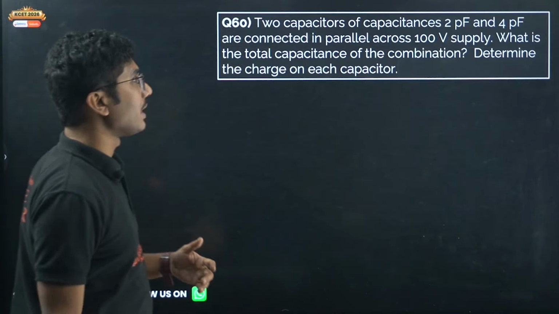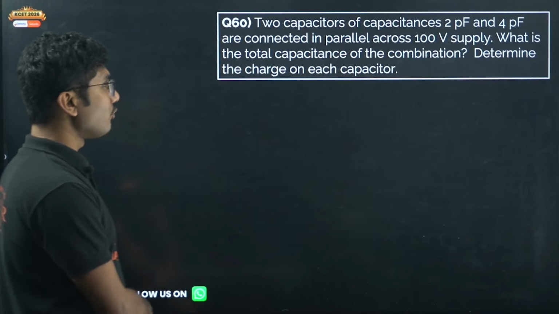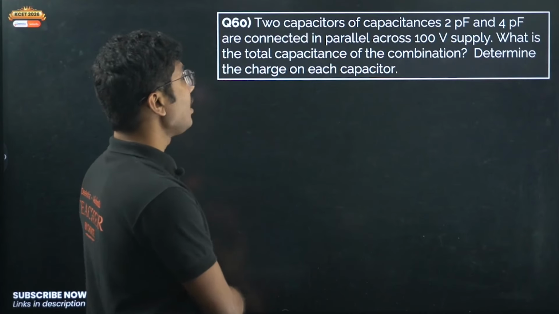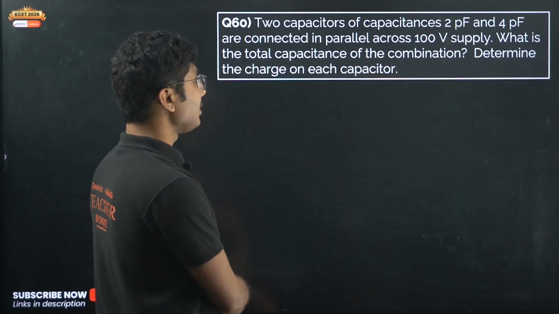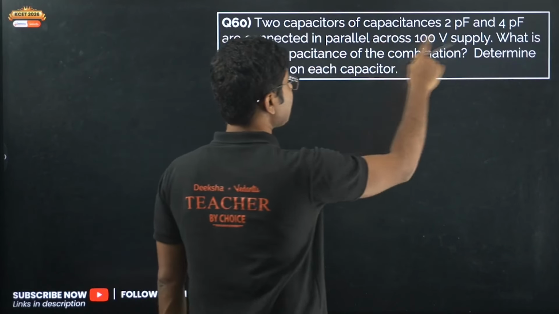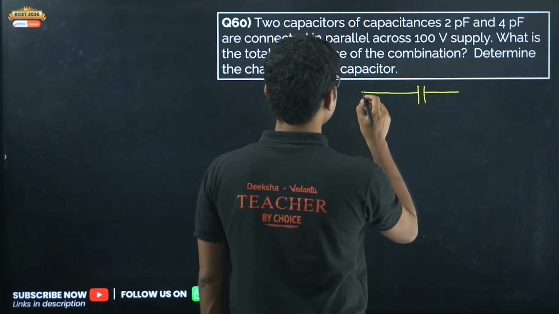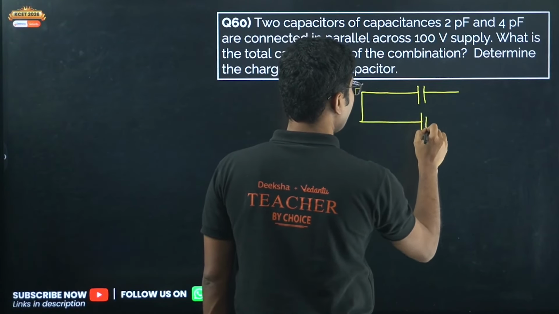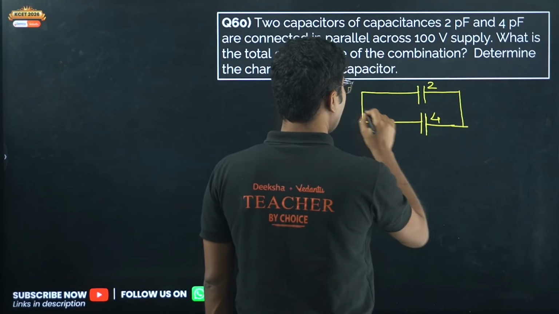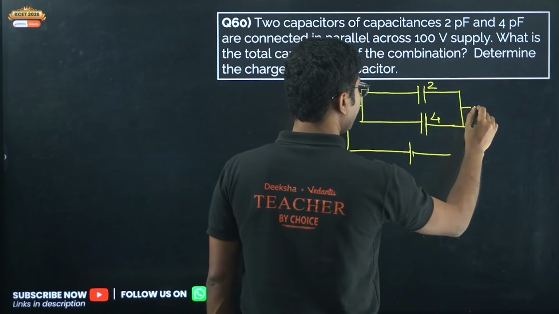Now, last question of the day: two capacitors of capacitances 2 picofarad and 4 picofarad are connected in parallel across a 100 volt supply. What is the total capacitance of the combination? Determine the charge on each capacitor. So 2 and 4 are connected in parallel. One of them is 2, another one is 4, and they are connected across a 100 volt supply.